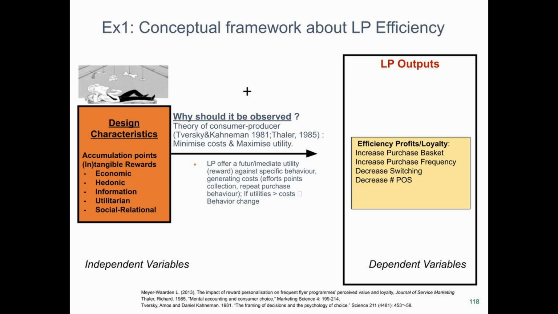That is, they should increase purchase baskets, purchase frequency, purchase recency, decrease switching behavior, and decrease the number of points of sales visited. And the theory behind that is the consumer production theory of Tversky, Kahneman, and Thaler. So customers try to minimize cost and maximize utilities. The more they increase the utilities here, or the independent variables, the lower should be the cost, and the higher should be the impact on the dependent variable.